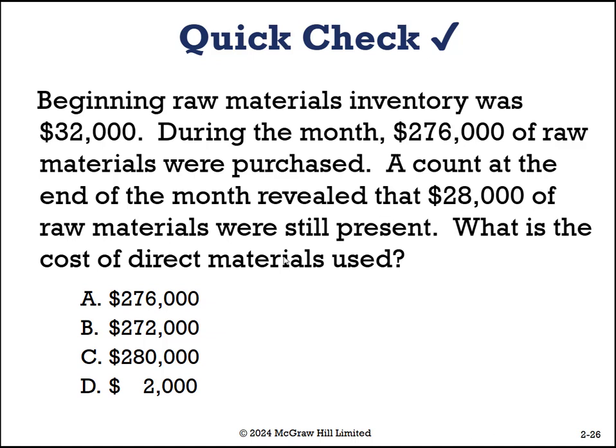$276,000 of raw materials were purchased. A count at the end of the month revealed that $28,000 of the raw materials were still present. What is the cost of direct materials used? Please pause the video and we'll talk. Remember, in equals out.